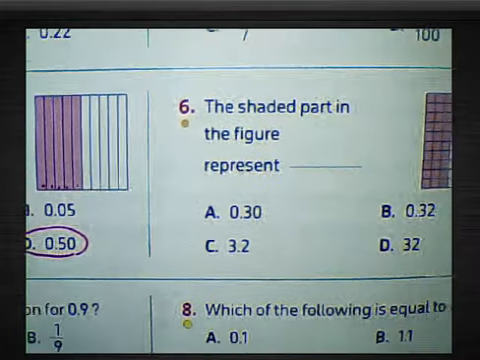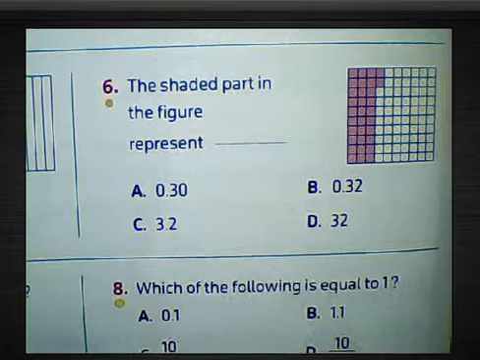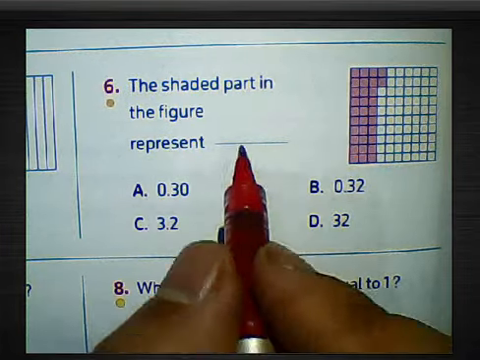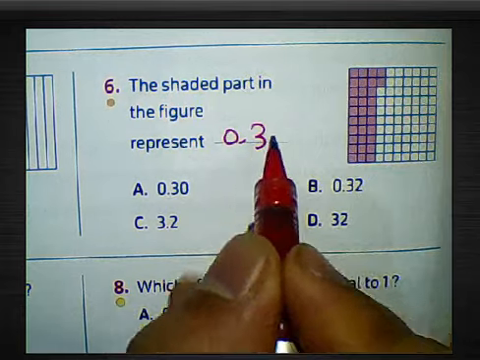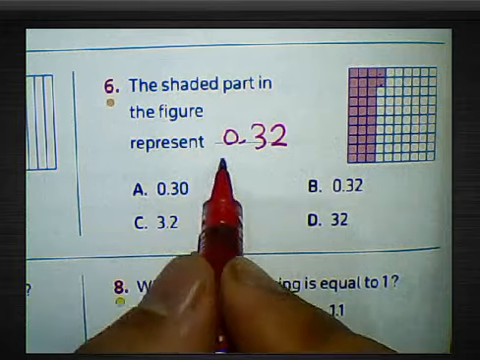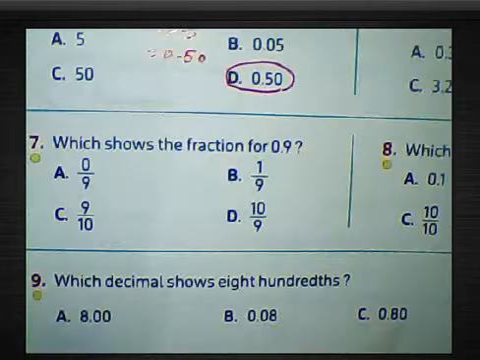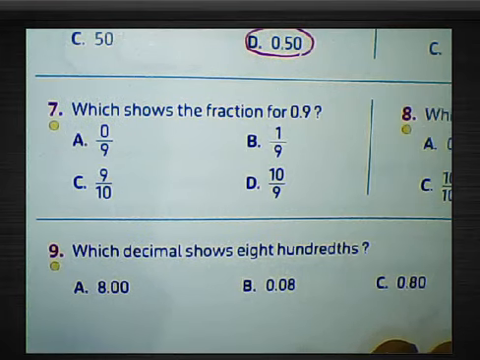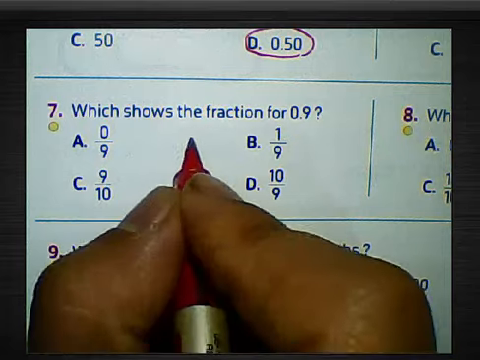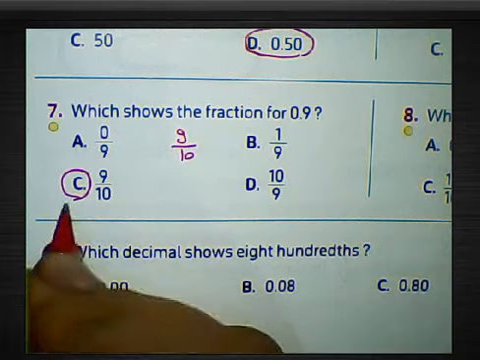Question number 6 here. The shaded part in the figure represents what? How many vertical strips do we have? 1, 2, 3. 3 vertical strips, and 2 units from the tenths units. The result will be 0.32, 32 hundredths. Which of the following fractions is 0.9? 0.9 means 9 over 10. 9 tenths, letter C.